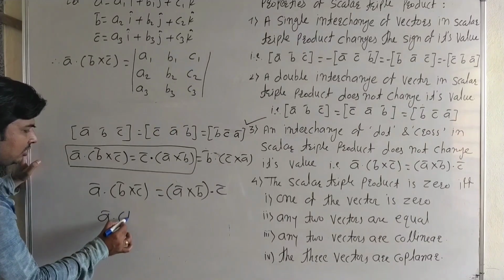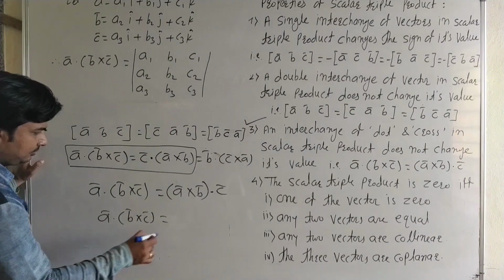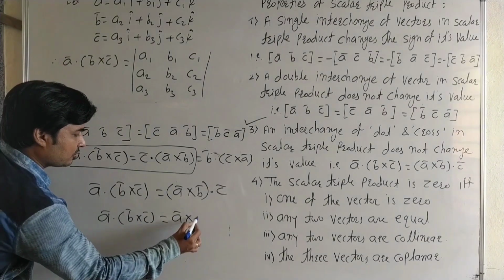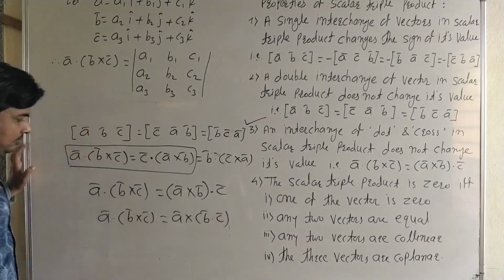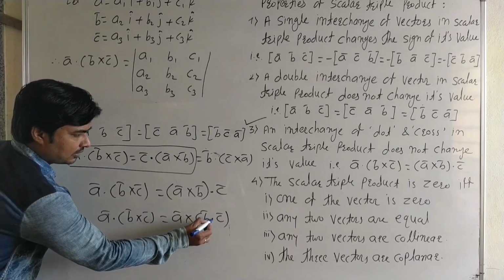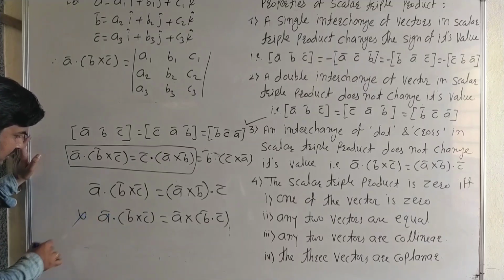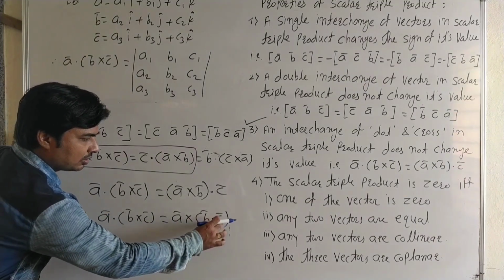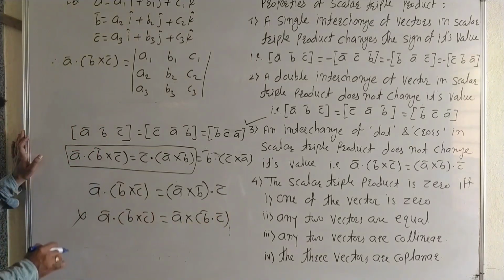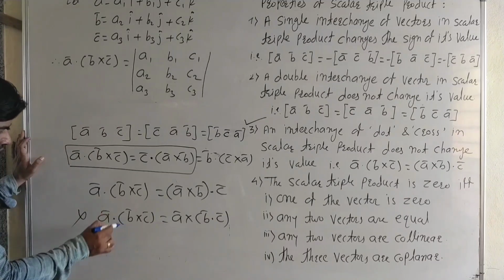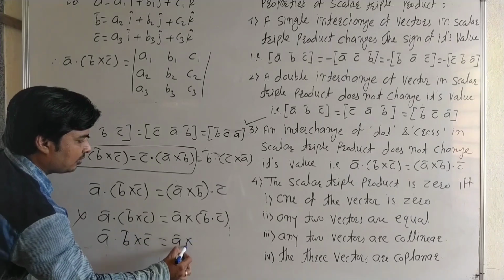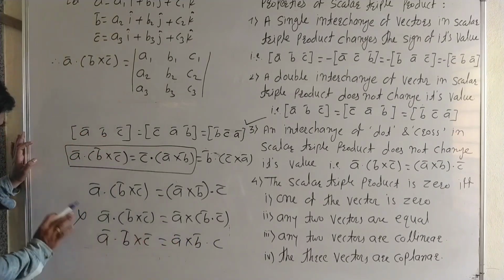Again, see carefully, clear the confusion. Here, A bar dot B bar cross C bar, and A bar cross B bar dot C bar. See carefully, we can interchange dot product and cross product. Here this is not correct with a bracket, because the bracket means we solve the dot product first, and the dot product gives a scalar, and a scalar cross vector does not exist. So we can write A bar dot B bar cross C bar is equal to A bar cross B bar dot C bar, we write this without a bracket.